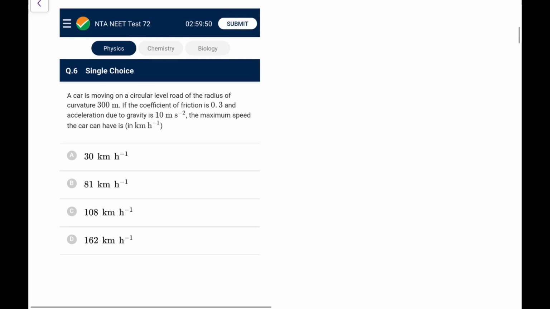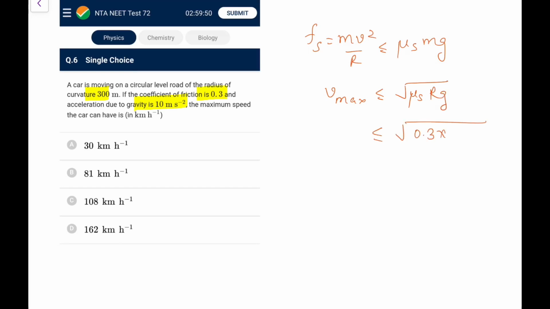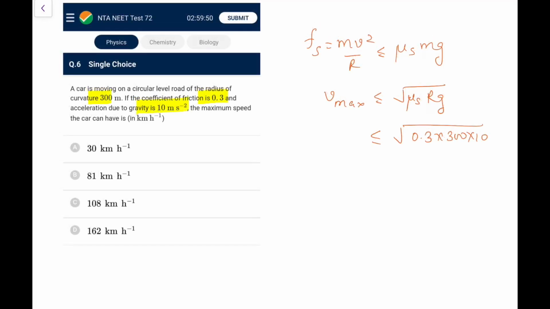Now a car is moving on a circular level road of radius of curvature 300 meter. If the friction coefficient is 0.3 and acceleration due to gravity is 10, the maximum speed the car can have is. Because it is a level road, friction should provide mv square by r, and that should be less than or equal to mu s N, which is mu s mg here, because there is no slope. So the maximum speed Vmax is equal to under root of mu s r g. Mu s is 0.3, r is 300, g is 10. So this is easily solvable. Less than or equal to root of 900, that is 30 meter per second.